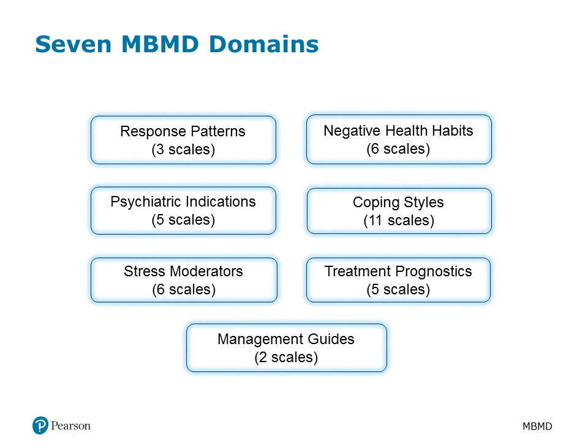The logic behind the 7 MBMD domains that are the backbone of the test report is used to organize the profile and the narrative report. The first 2 domains, response patterns and negative health habits along the top here, assess response patterns which capture how the patient communicates about health issues and how they approach the taking of the test. Problematic lifestyle behaviors include things that could compromise medical treatment and require attention by the clinician. The next 4 MBMD domains assess psychiatric or psychosocial variables that may shape the way patients deal with health problems and identify attitudes that may exacerbate their ailments and interfere with overall prognosis. They are the psychiatric indications, coping styles, stress moderators, and treatment prognostics. The final domain noted here is a synthesis of all this information into what are called management guides.